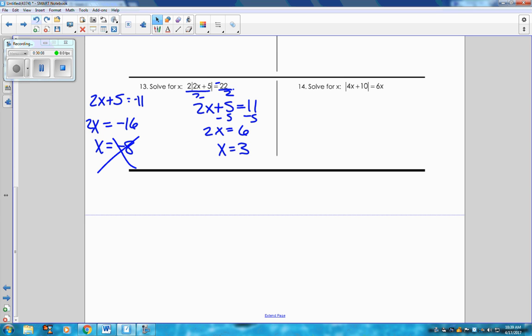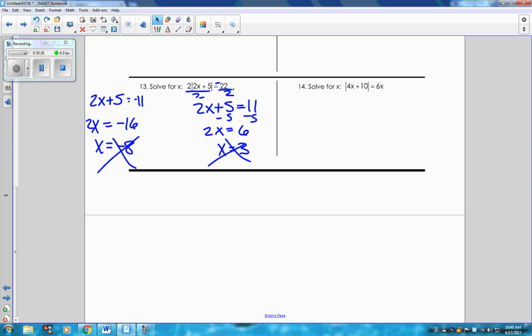Let's try positive 3. Maybe the positive 3 will work. 3 times 2 is 6. 6 plus 5 is 11. 11 times 2 is 22. Does 22 equal negative 22? Can't work. Hold on a sec.